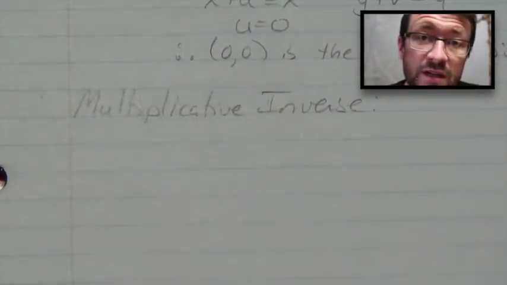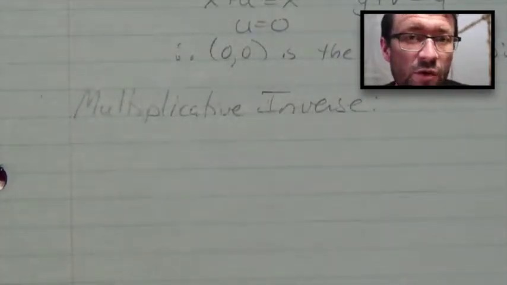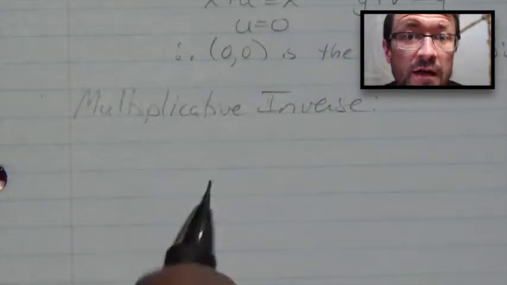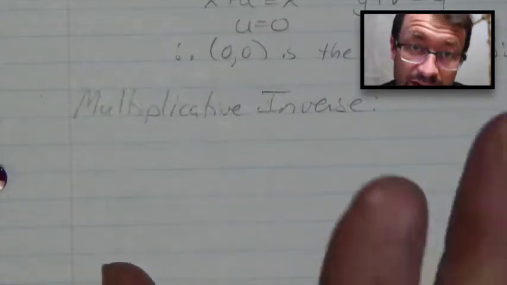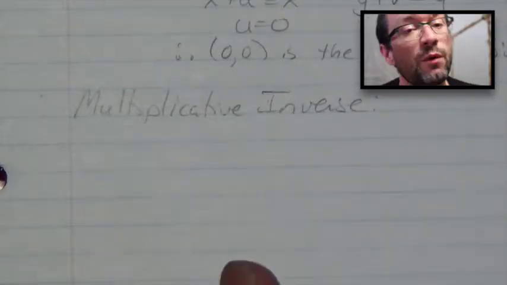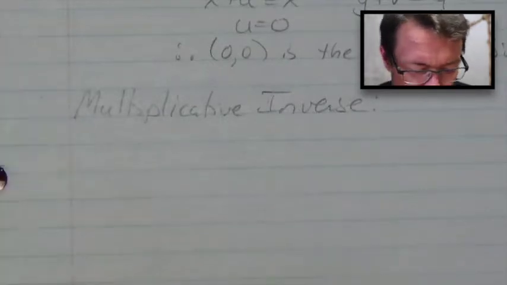Now we're going to take a look at the multiplicative inverse, and I've left this to the end because it's a little bit more difficult. We've talked about the commutative law, the distributive law, the associative law. We've talked about addition, additive identity, additive inverse. We've talked about the multiplicative identity. Now we're going to talk about the multiplicative inverse. And again, I've left this to the end because it's a little bit more complicated.